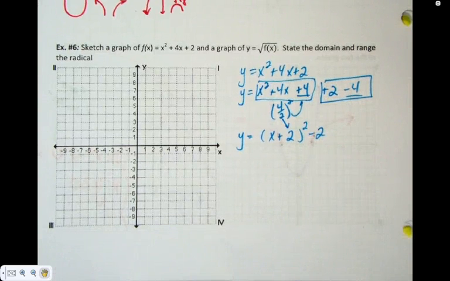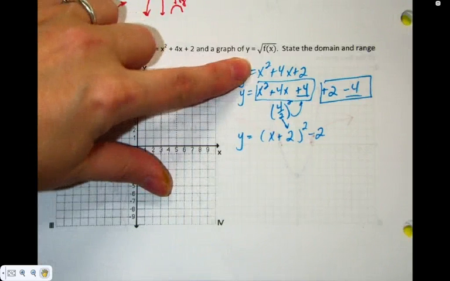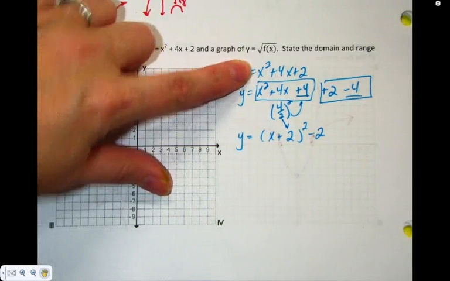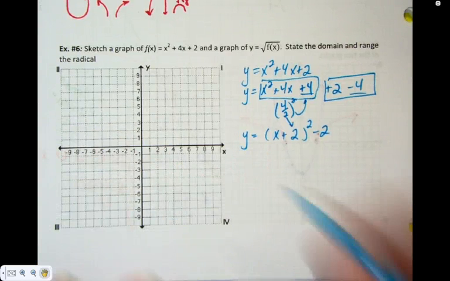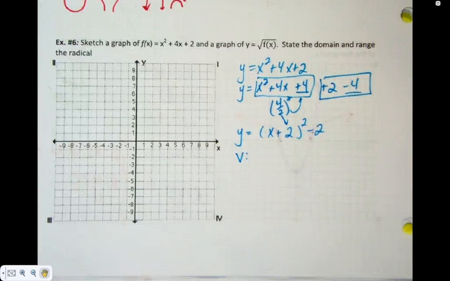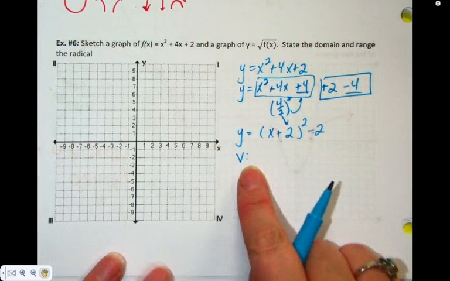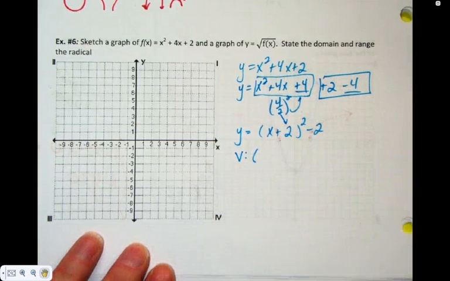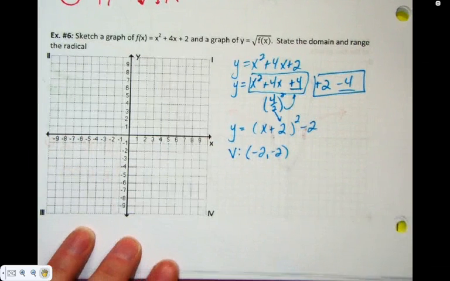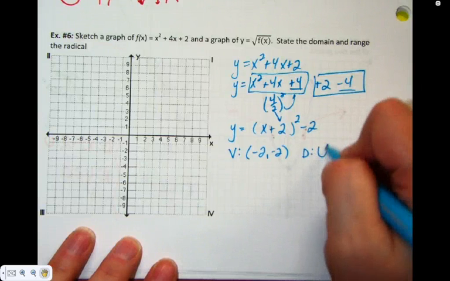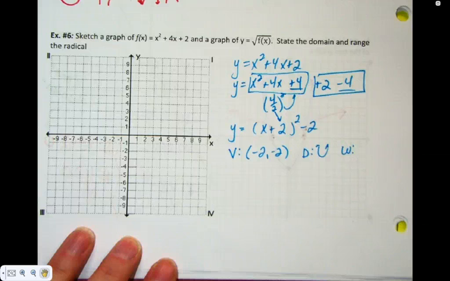Minus 2. So just to repeat, the reason I didn't factor is because factoring will only give us the x-intercepts. This will give us the direction, the width, and the vertex. That's why I chose to complete the square. But it won't give us x-intercepts. We'll calculate them in a second. Vertex: negative 2, negative 2. Direction. Width.